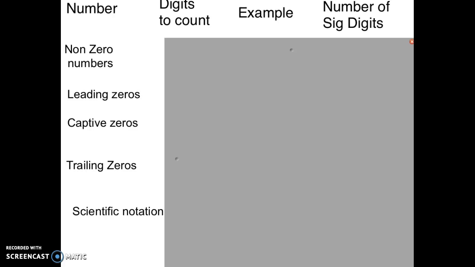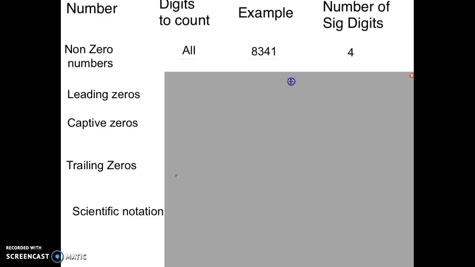Okay, you're back. So hopefully you have this written down. These are the rules for significant digits and how to figure out what to count and why you count them. The first thing we're going to talk about is non-zero numbers. Here you've got a number that has no zeros. You count all of them. Every digit is significant in this case. Since you have 4 digits here, there's 4 significant figures.